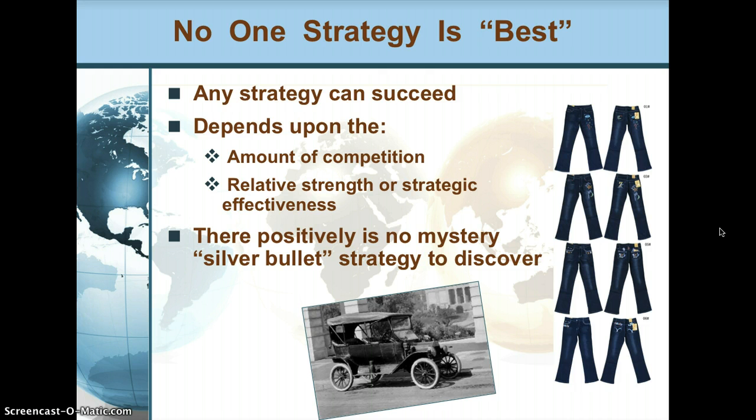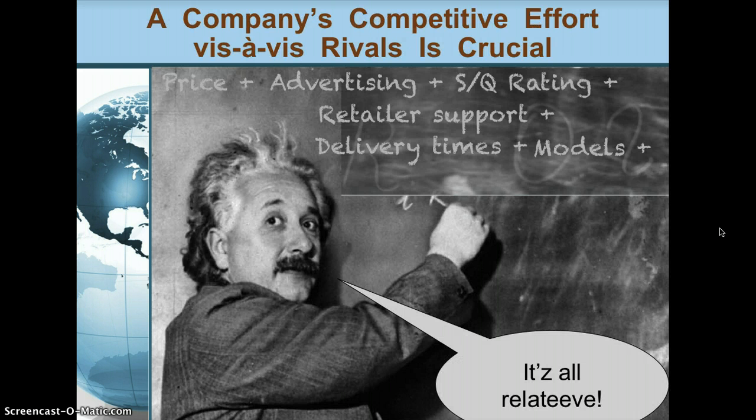There is positively no mystery silver bullet strategy or decision combination that players are challenged to discover. What worked for someone in the past may not work this year. So if you talk to previous students, what they did last year worked for them simply because it worked relative to their competitors last year. It may or may not work this year. So while it may be wise to at least talk to some of the former students or people who've done the game, it's not a guarantee that what they did will work in your situation. Why? Because it's all relative.